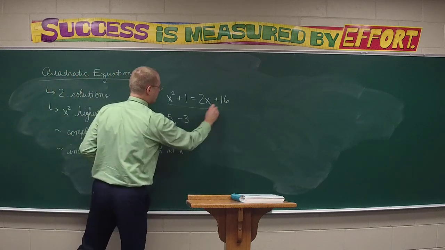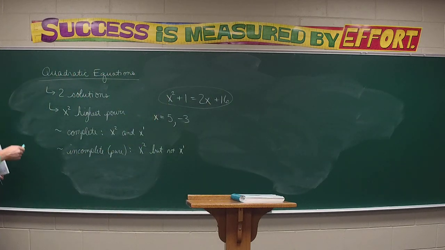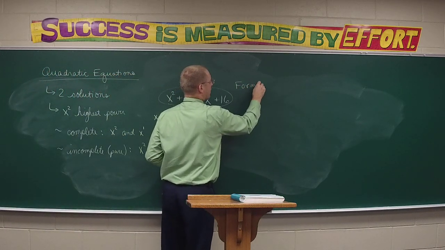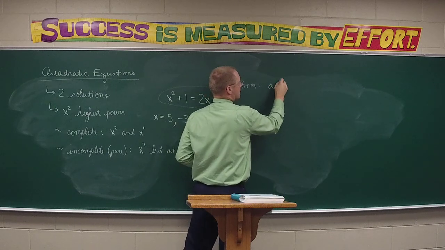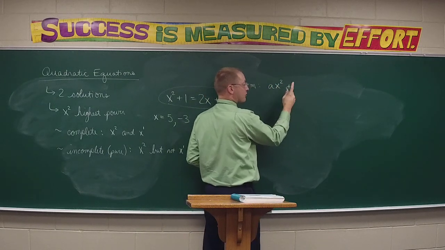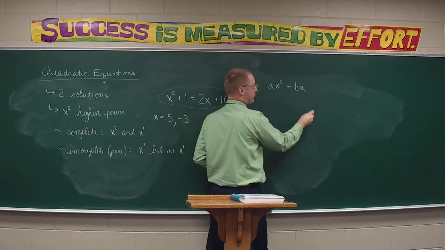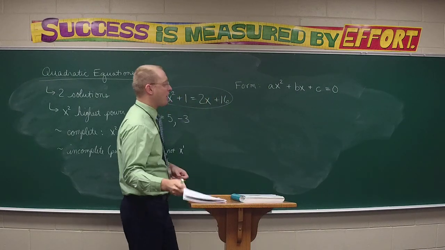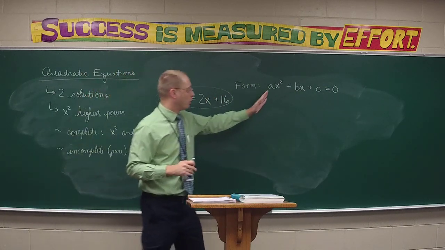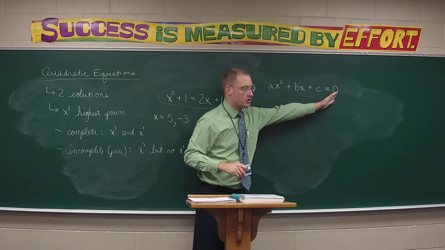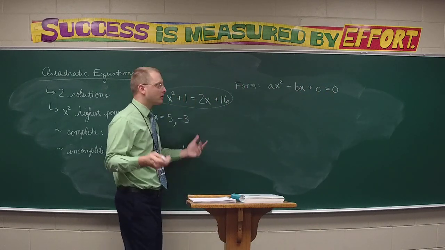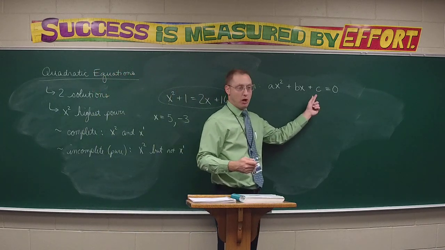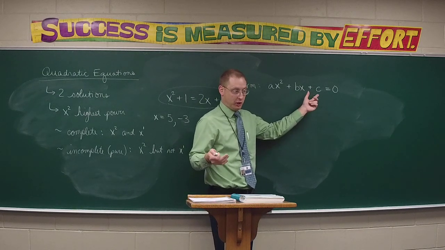Now, while this would be considered a complete quadratic, it's not in the proper form, and I want you to note the correct form for quadratic equations is the x squared term first, then the x to the first term, then a constant term, all equal to 0. This is the proper form, a descending order on the x. Where again, a could be any number, b could be any number, c could be any number. C could be a 0, which would mean you wouldn't have a constant term. That's okay, it's still a complete quadratic.